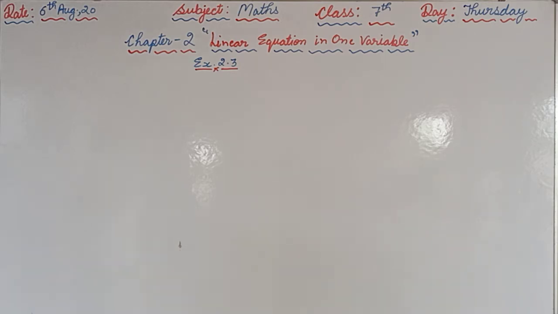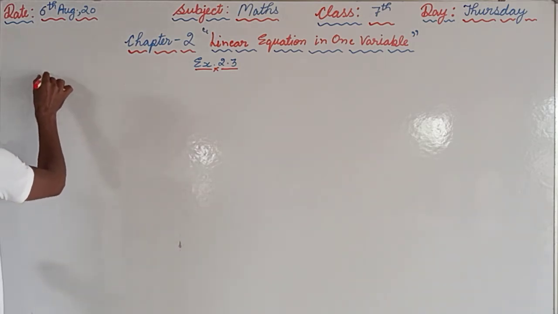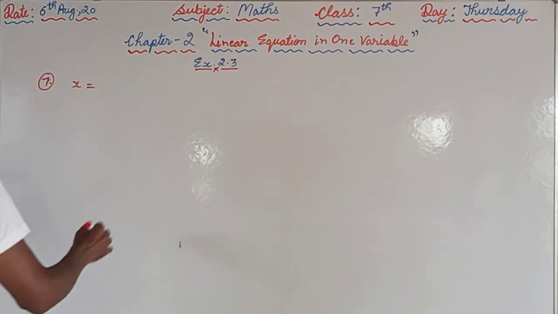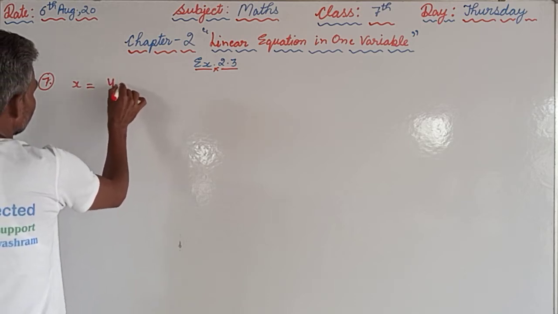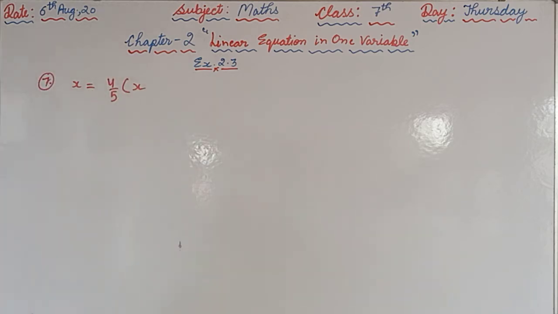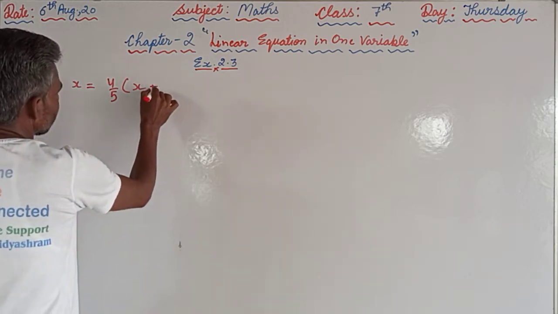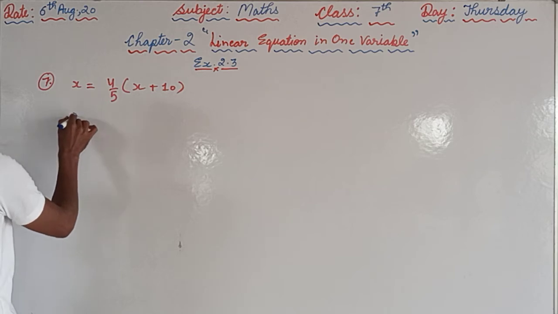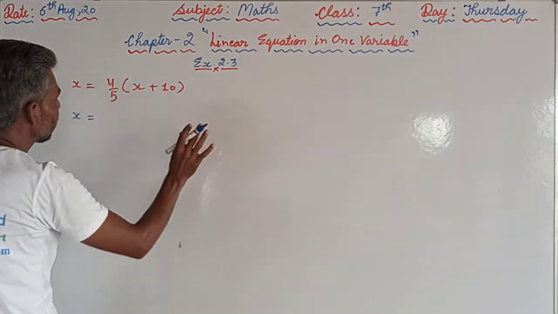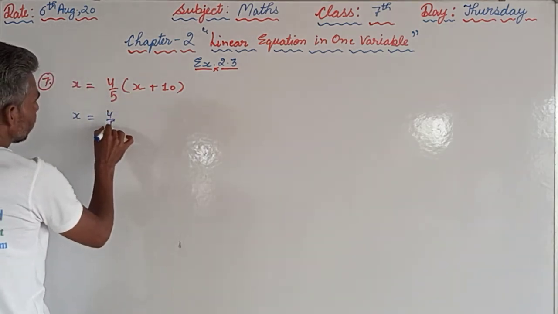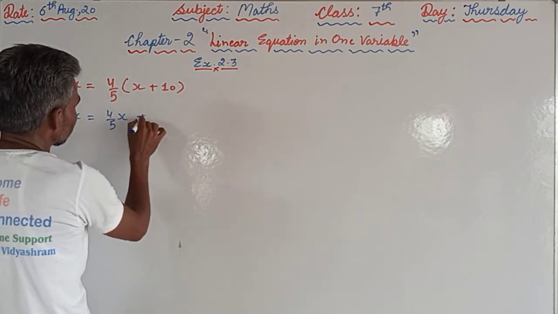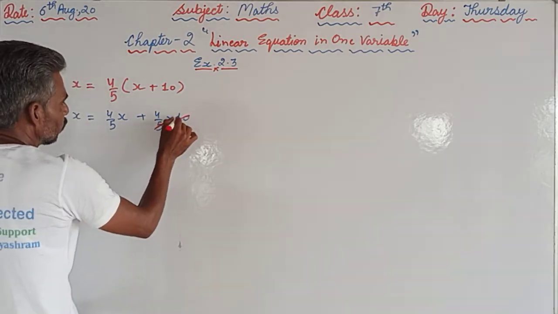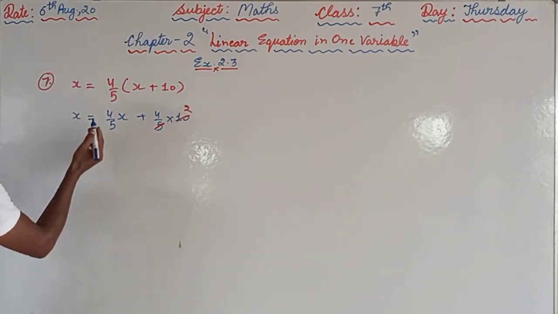Question number 7 is x equals to 4 upon 5 into x plus 10. So what we have to do? We have to multiply by 4 upon 5 into x, then we have to multiply by 4 upon 5 into 10. Here 5 to the 10, so this will come on this side.